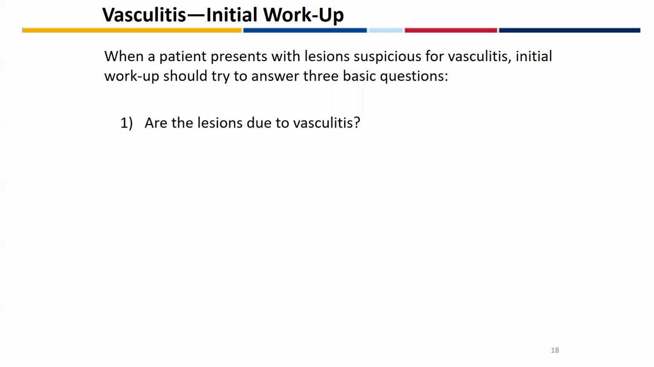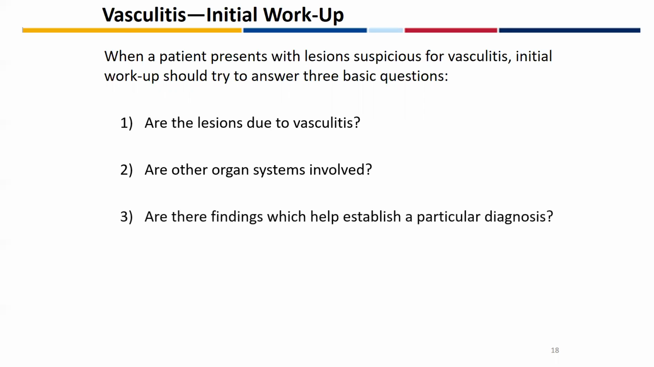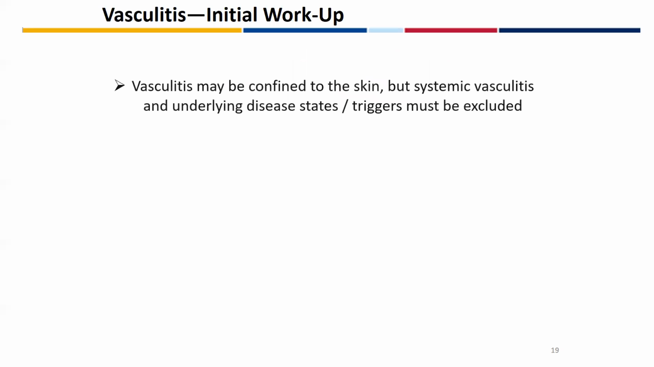The first is, are these lesions in fact vasculitis or perhaps some mimicker? This is where a biopsy and good clinicopathologic correlation comes into play. The second, are other organ systems involved? And the third, are there findings which help establish a particular diagnosis?